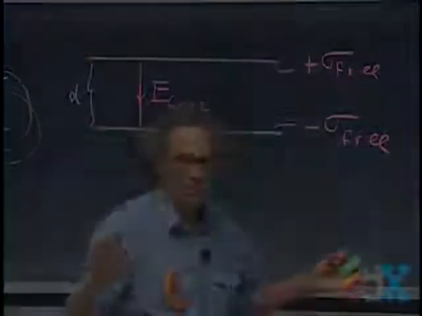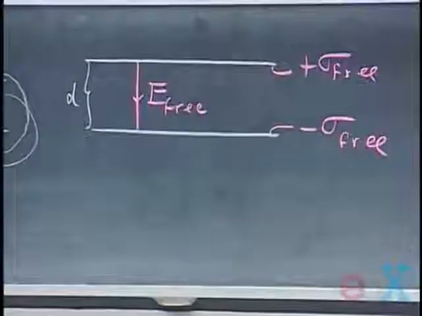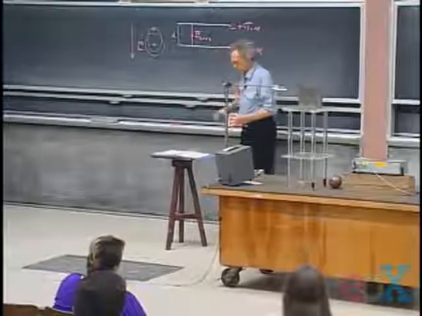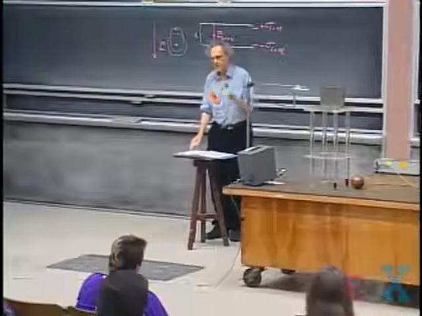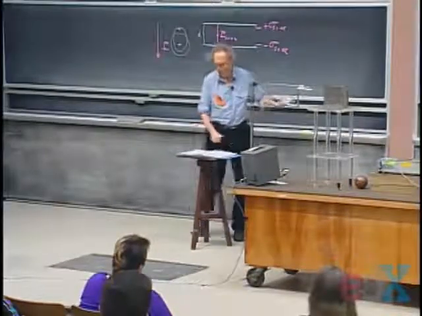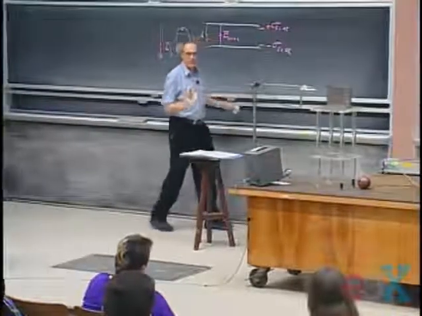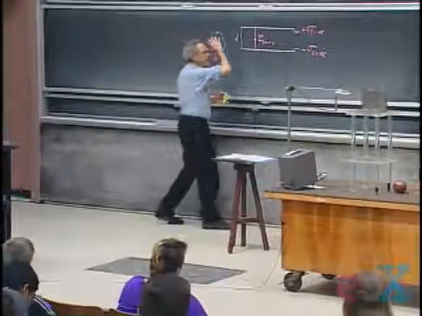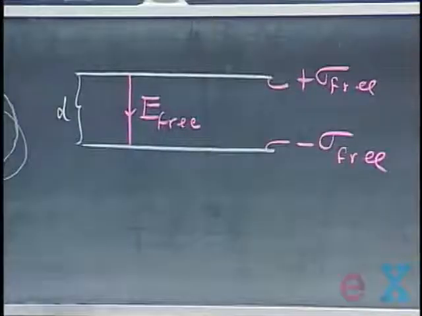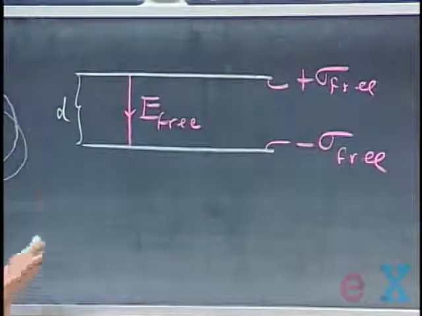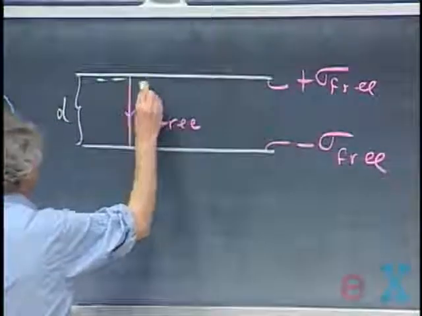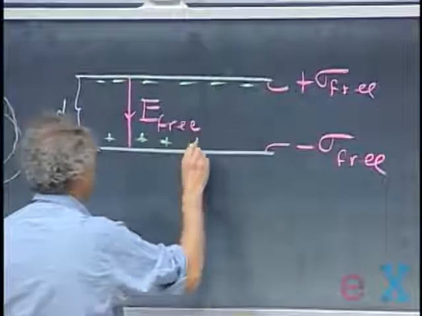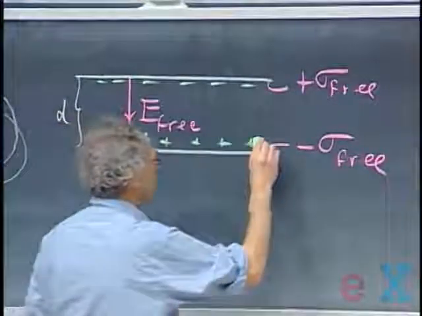So this is a given. I now remove the power supply that I used to give it a certain potential difference. I completely take it away. So that means this charge here is trapped, cannot change. But now I move in a dielectric. I move in one of those substances. And what you're going to see here now, at the top, you're going to see a negative induced layer, and at the bottom, you're going to see a positive induced layer.